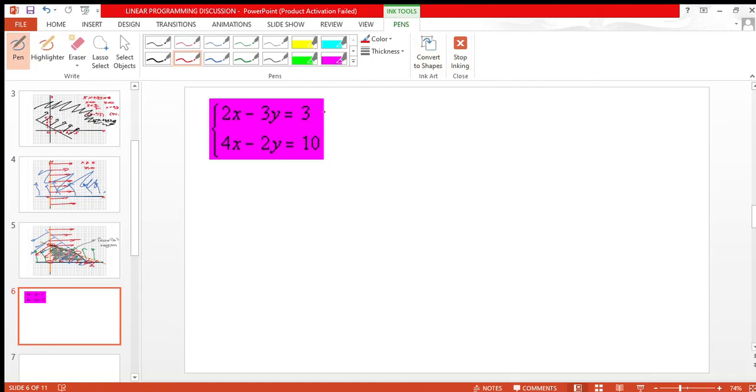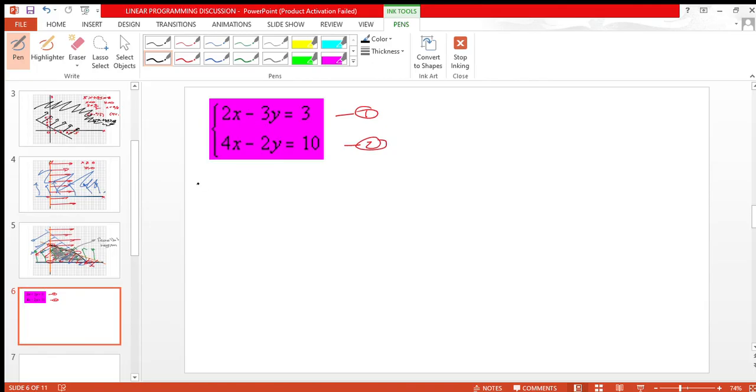In this system, we can call this equation 1 and this equation 2. In elimination by addition or subtraction, our target is to eliminate one variable. To be able to eliminate one variable, we must make the coefficients of the variable that we want to eliminate, either variable x or variable y, equal. In this case, we don't find a variable with equal coefficients. For x, in equation 1, it is 2. In equation 2, it is 4. For y, in equation 1 it is minus 3, and in equation 2 it is minus 2.